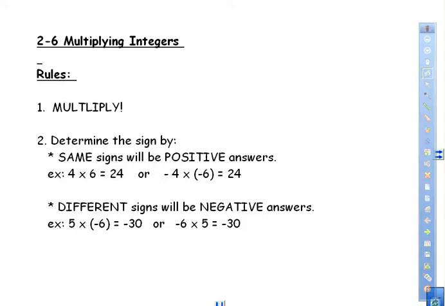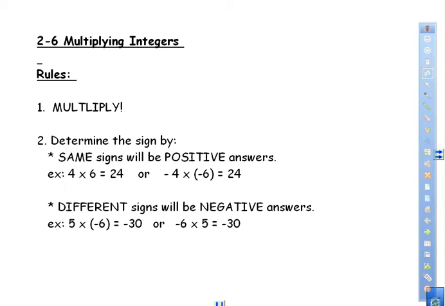Well, good afternoon. It is 2-6, multiplying integers. And what I want you to do again is go ahead and take a few minutes, hit pause, and copy down these notes. These are going to be some really important rules that we know for our multiplication, and we're going to find out are going to be similar to our division as well. So go ahead and take a few minutes and hit pause to copy these down.